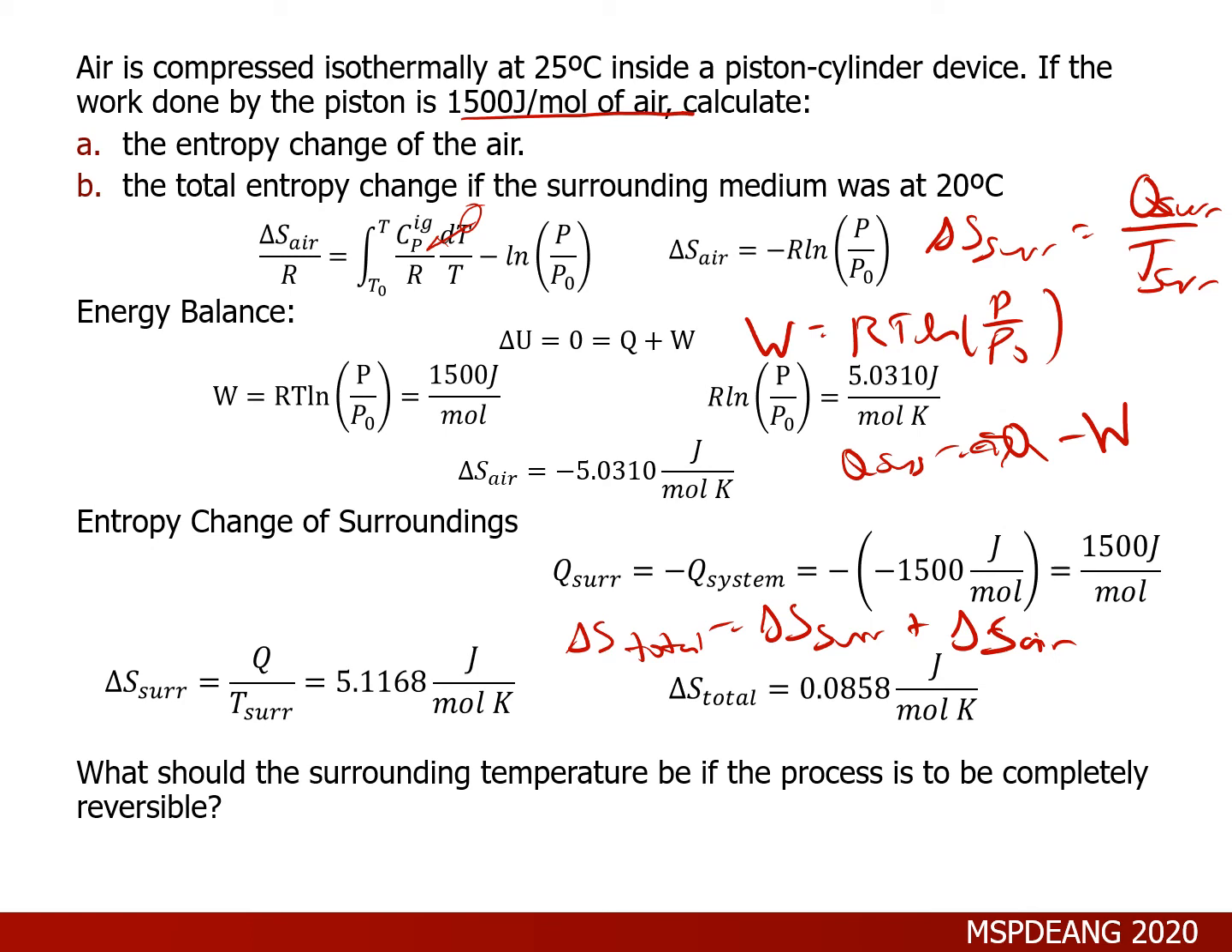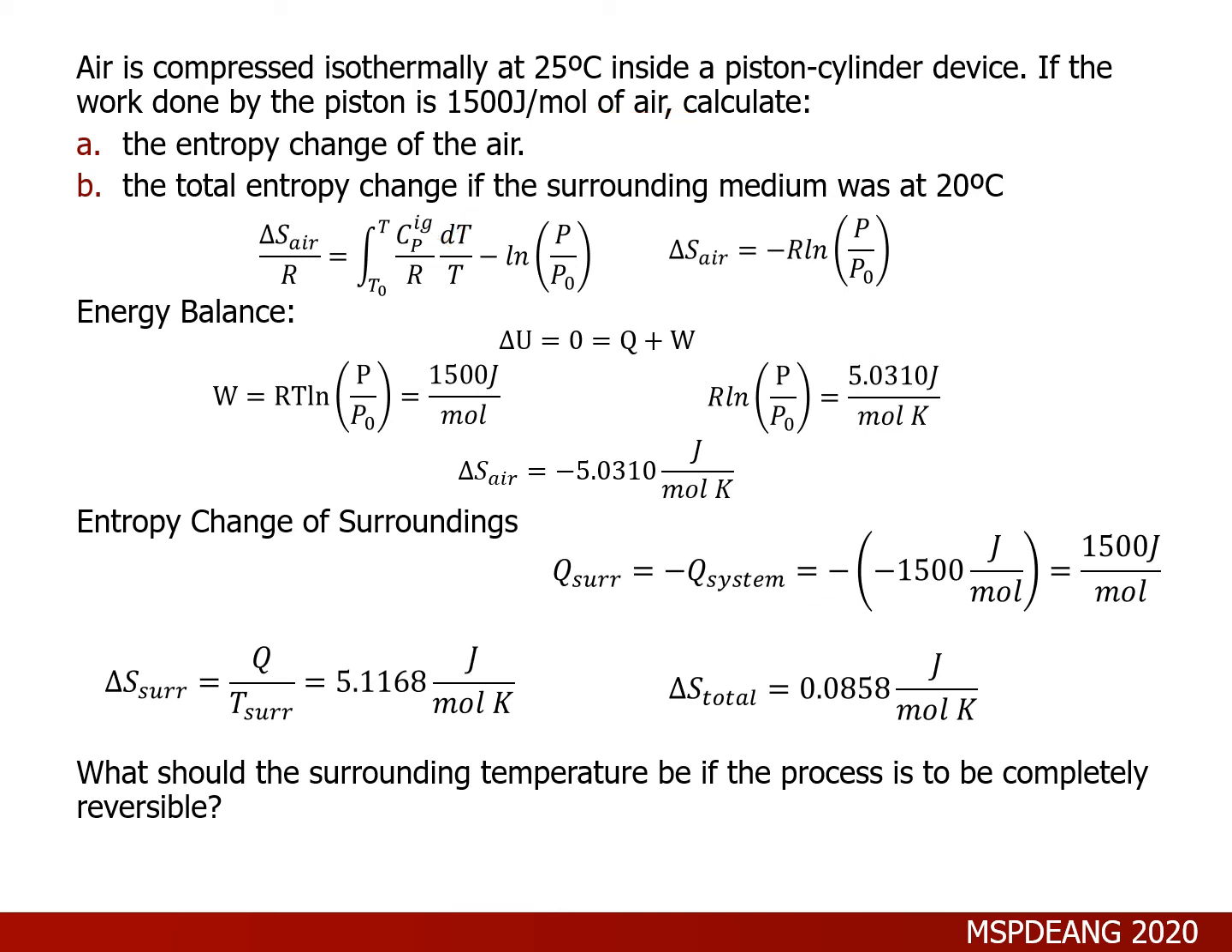Now, what would happen if the surrounding temperature was different? Or, let's reword that: what should the surrounding temperature be if the process is to be completely reversible? Right now, the process is irreversible. So what does the surrounding temperature need to be for our process to be purely reversible? Okay, so now we will only change the surrounding temperature. So, you will now change this value. The Q of the surroundings will still be the same, 1500.